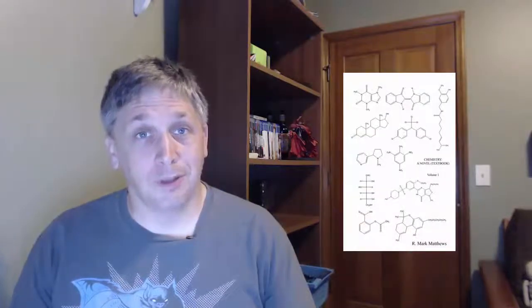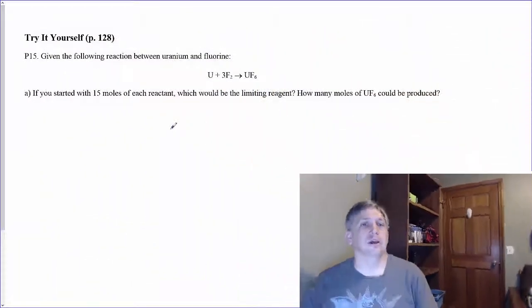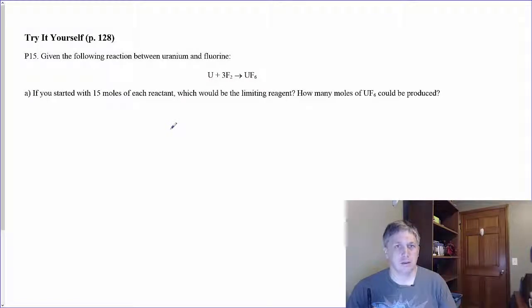Let's look at an example, a chemistry example, no more food examples. And we're going to use an example from my book, cheap plug. This is Try It Yourself problem P15 on page 128. So we have this reaction between uranium and fluorine to give you uranium 6 fluoride. And for part A, you're told that you start with 15 moles of each reactant, and you're asked which is the limiting reagent. And then you're asked how many moles of product can you get.